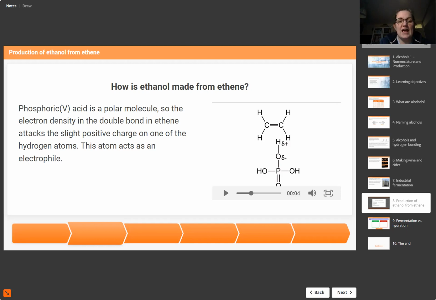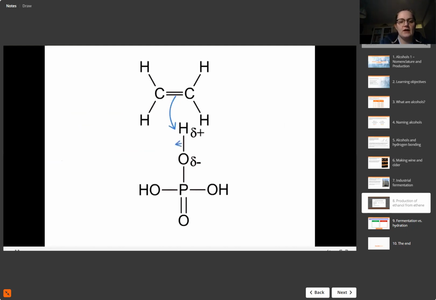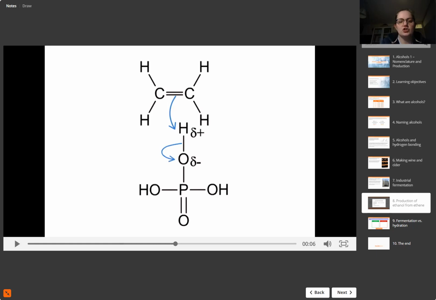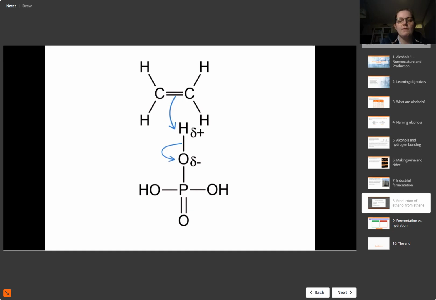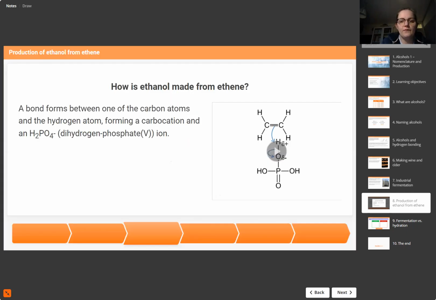And basically what's going to happen is this atom is going to act as an electrophile. So we've got the breaking of that bond here, an electron going here, because of that electron density. We've got the breaking of this bond here, an electron goes from the bond between hydrogen and oxygen to oxygen. Then we've broken those bonds, and now we're going to form a bond between that carbon.